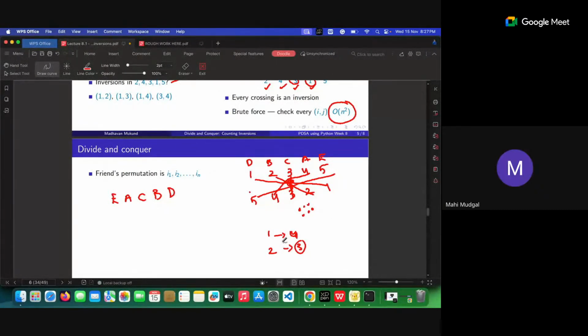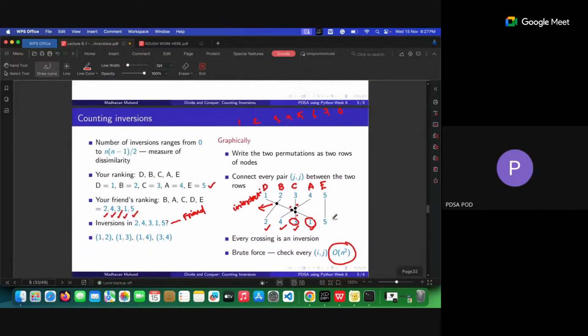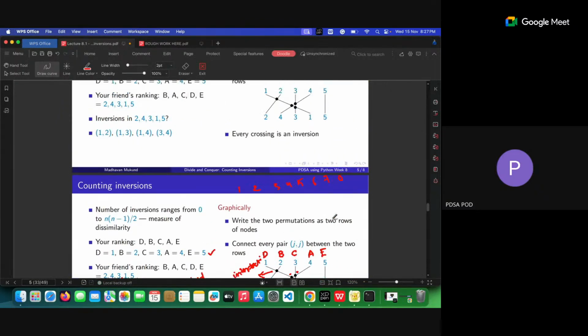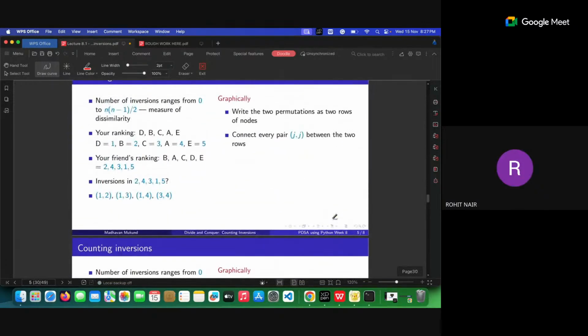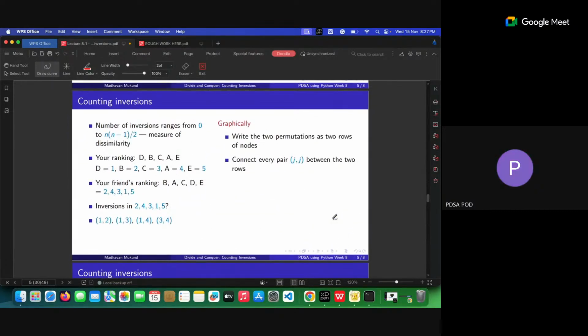So it is 4, 3, 2, 1, 0. That's the sum of n natural numbers, n into n plus 1 by 2? No, it is n into n minus 1. Look, at maximum we get 10 inversions, not more than that. Actually, it is the sum of n minus 1 natural numbers, from 1 to 4, so it will be n into n minus 1 by 2.